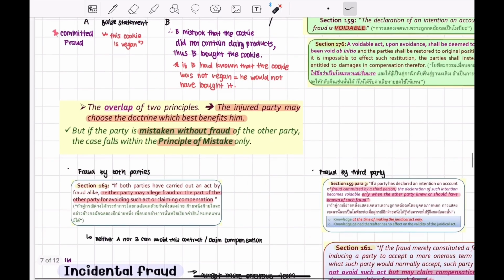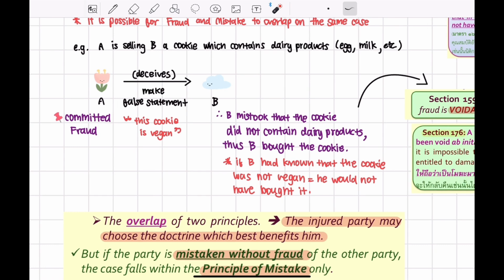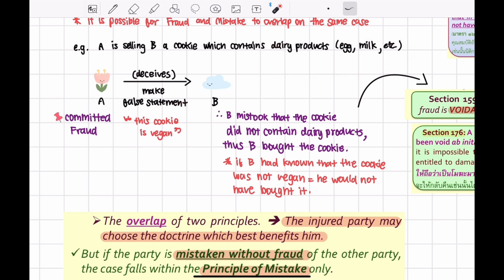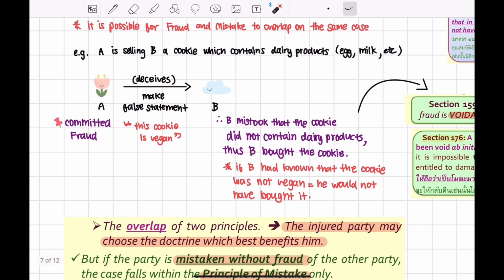So we can have a little example over here. If B can have both vegan cookie and normal cookie, then he would buy A's cookie anyway, even though the cookie was not vegan. But because A thought that B only eats vegan cookie, he told B that his cookie was vegan, and in fact his cookie was not, because it was made out of dairy products. But B would have bought the cookie anyway, even though he knew back then that the cookie was not vegan.